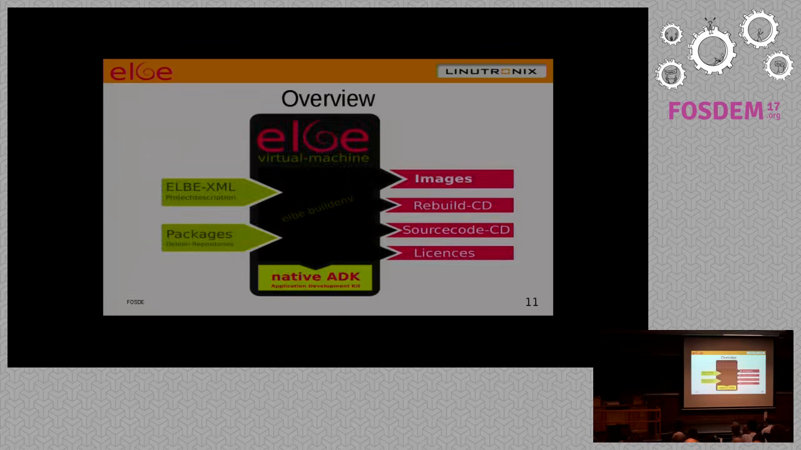Here's the quick overview. You have an XML description of the project. That means all the packages and the rules. You can downsize after packaging when you generate your final disk image. You get the packages from either the Debian repositories or your private repositories. You can integrate your applications in a separate repository. It generates the application development kit and images, the rebuild CD, the source code CD, and the licenses file.